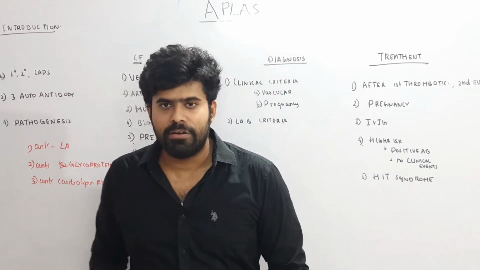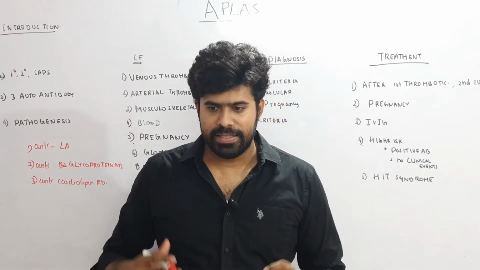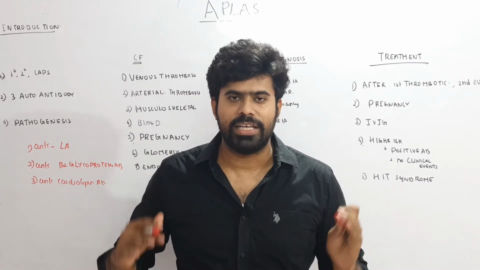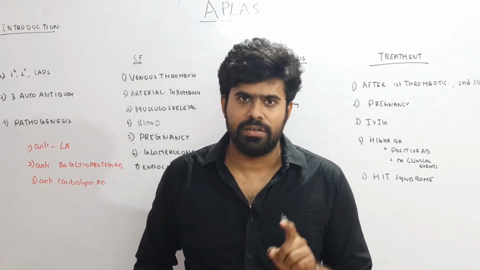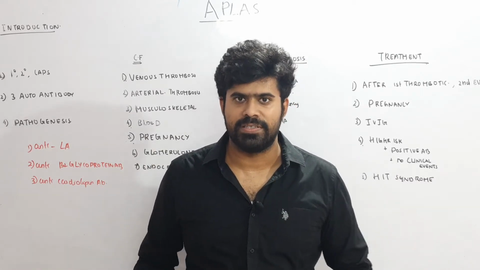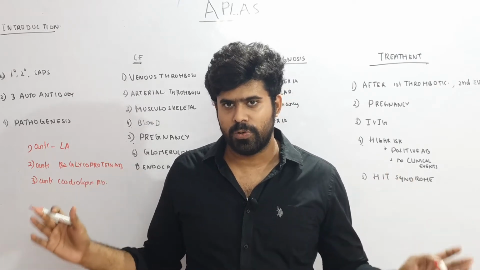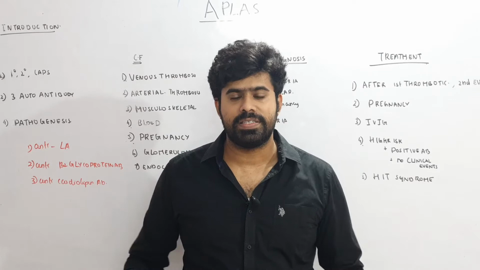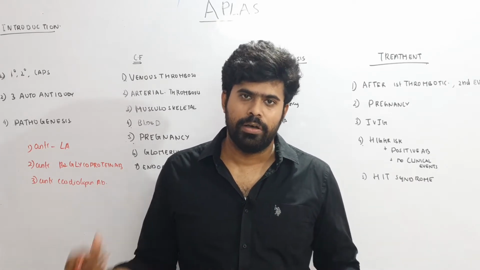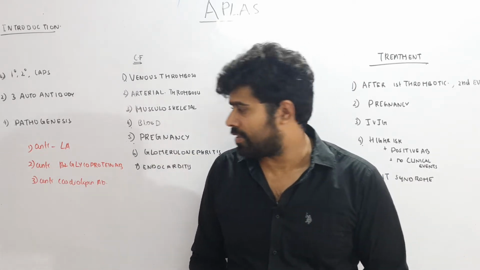So why does the patient develop APLA syndrome? There will be some endothelial injury and exposure of the phospholipids because of stress or infection or some inflammatory process. There is endothelial injury and exposure of the phospholipids, and there is formation of this antiphospholipid antibody. This will cause a procoagulant effect, leading to clotting in various organs.